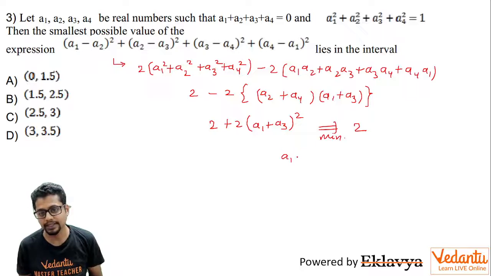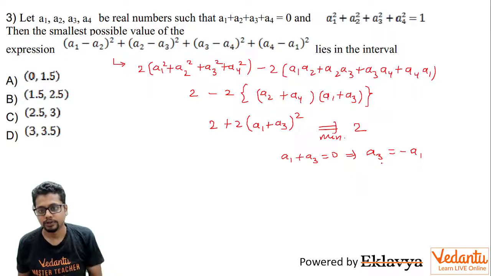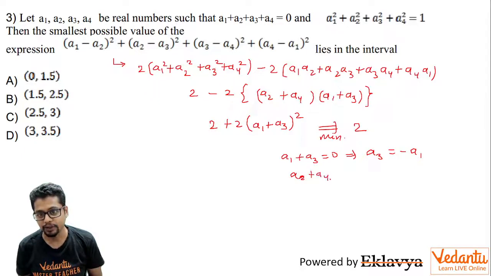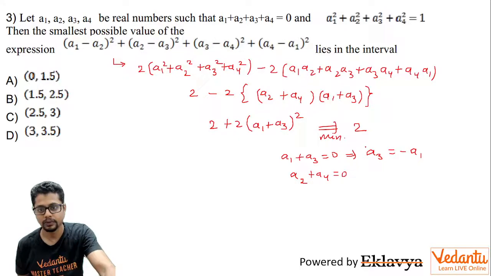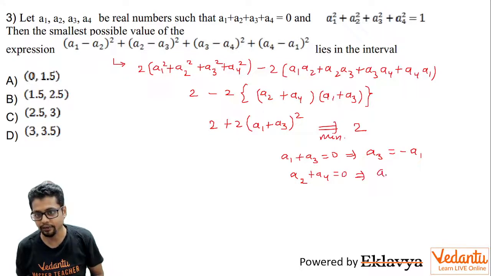So you can say that this will happen when a1 plus a3 is 0. That means when a3 equal to minus a1. So here if a3 is equal to minus a1, that means a1 plus a3 equal to 0. That also means a2 plus a4 equal to 0. Why? Because a1 plus a2 plus a3 plus a4 equal to 0 is given to us. So that essentially means a4 is equal to minus a2.